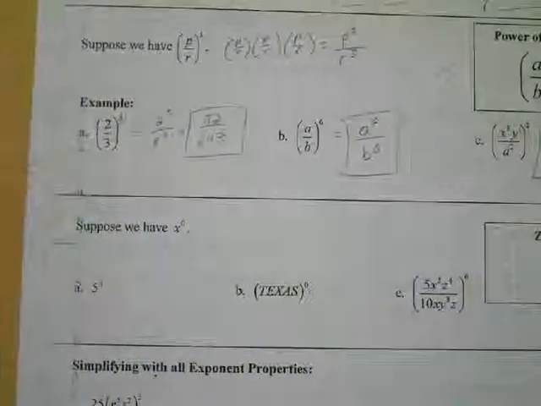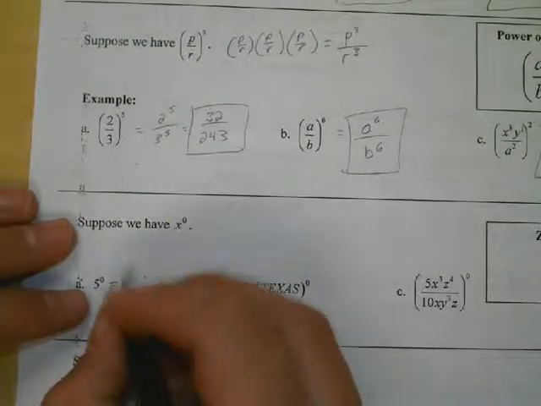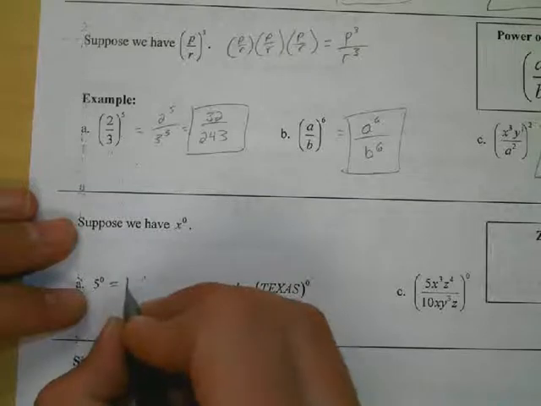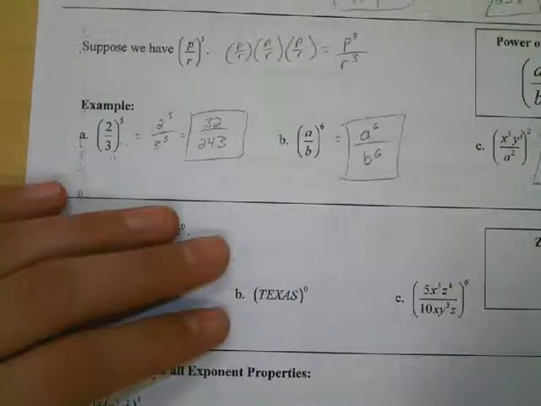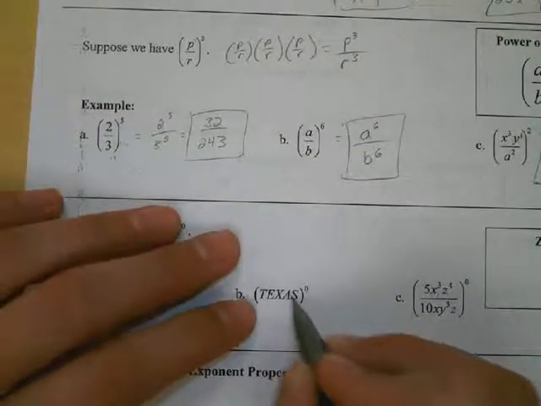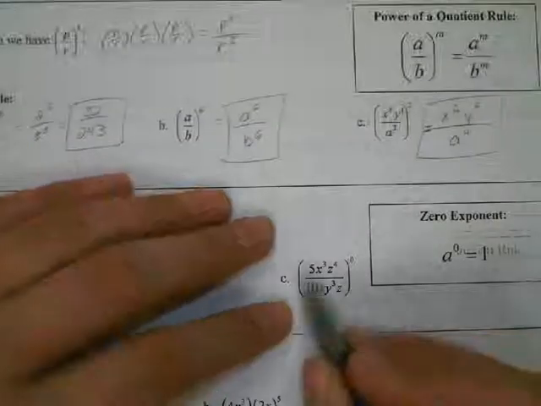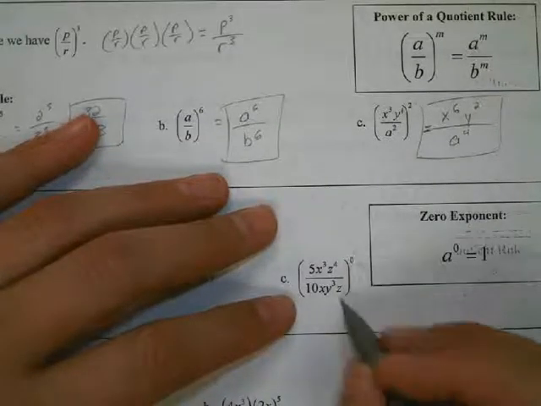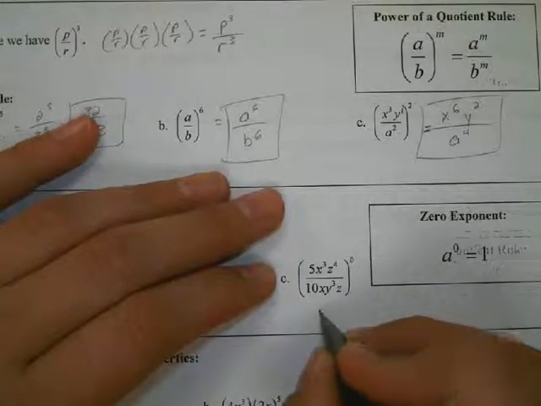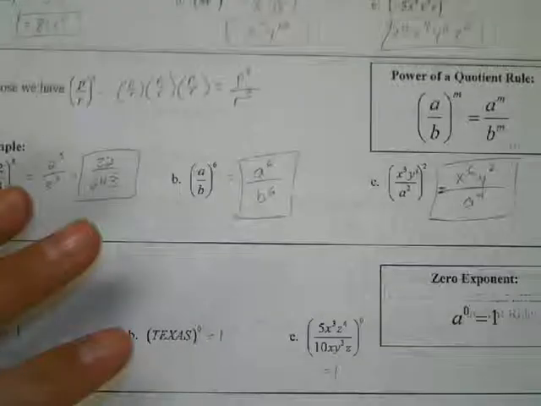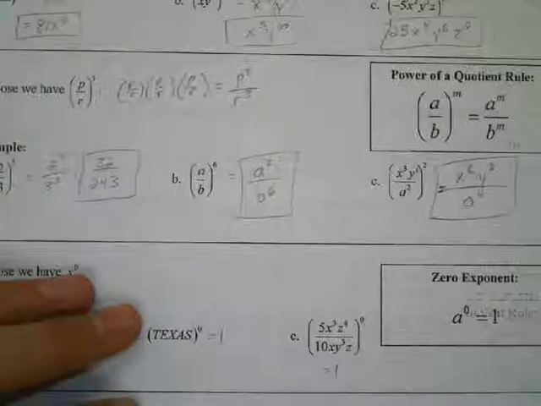Okay, so now the 0 rule, easiest rule. Everything raised to the 0 power is just 1. Okay, it's all inside these parentheses. It's all raised to the 0 power, which means it equals 1. Okay, this right here, this whole giant thing, all of it is raised to the 0 power, so it's just equal to 1.